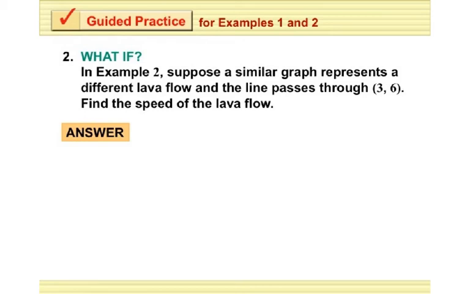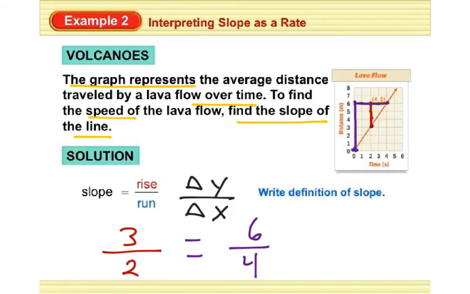Find the speed of the lava flow. So if we look back at our graph, we can look at point 3, 6. If the line passed through there instead, we would have a different line. Then we can check our rise over our run. If we started at 0, 0, our rise would be 6, but now our run would be 1, 2, 3.